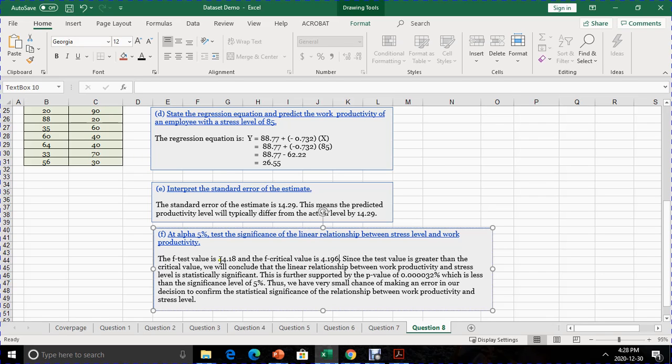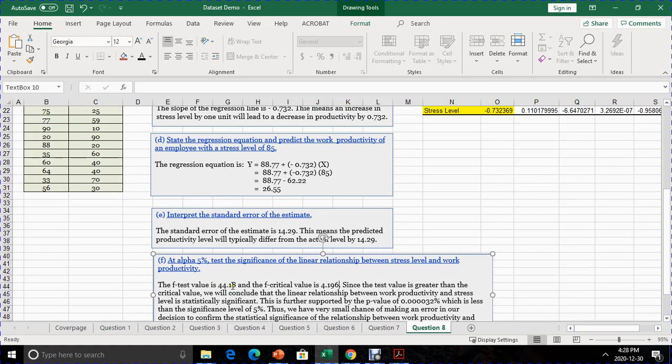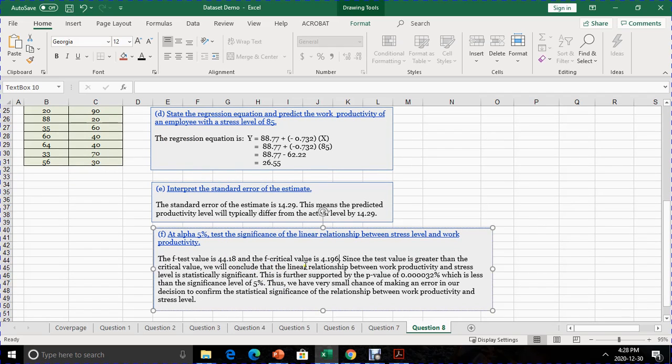Given that, you compare that with your test value of 44.18. Since the test value is greater than the critical value, we conclude that the linear relationship between work productivity and the stress level is statistically significant. As we always allude to when doing hypothesis testing, when you're dealing with an F right-tail test and your test value is greater than your critical value, the decision is to reject the null and conclude that there is a statistically significant relationship. That is the same concept we are applying in this case: the linear relationship between work productivity and stress level is statistically significant because the test value is greater than the critical value.